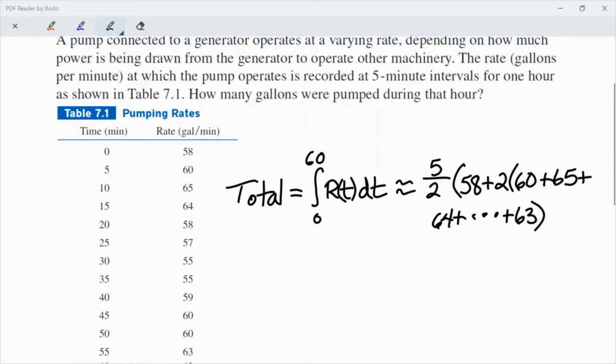And then the last term was also a 63, and that's there one time. Okay, so that's my approximation. Now, ideally, you would write out all of the terms. I'm just trying to make this a little more concise. And then we just plug this into the calculator.